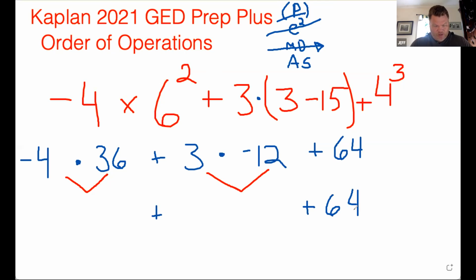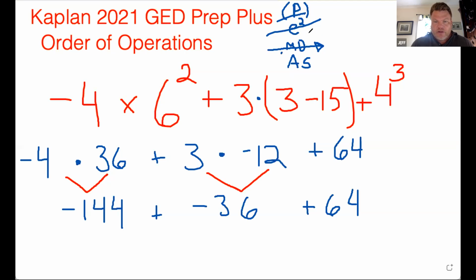So, -4 times 36. And it's kind of nice already having this stuff down because I know where everything's going to slot into place. 3 times -12, -36.